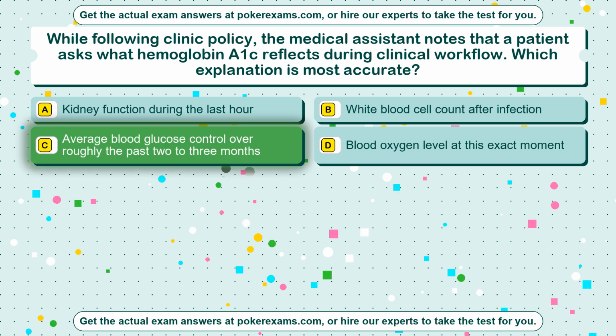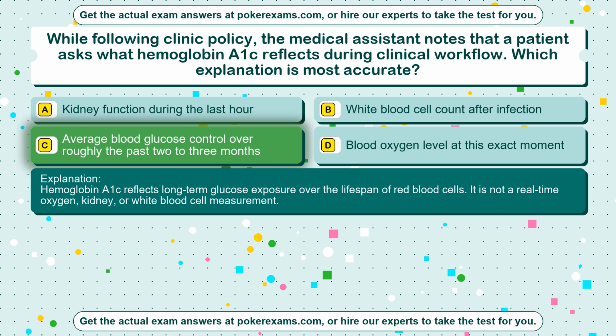The correct answer is option C, average blood glucose control over roughly the past 2 to 3 months. Hemoglobin A1C reflects long-term glucose exposure over the lifespan of red blood cells. It is not a real-time oxygen, kidney, or white blood cell measurement.